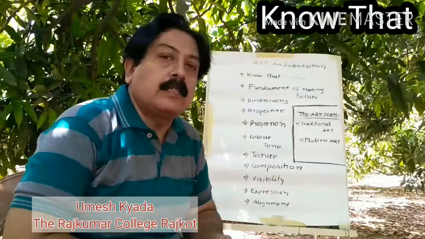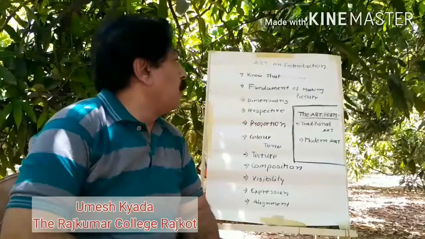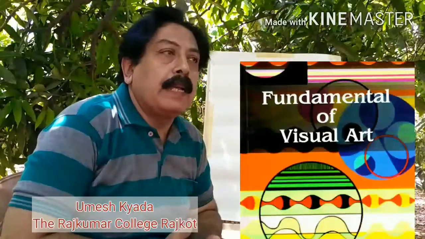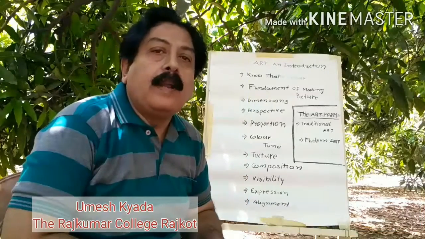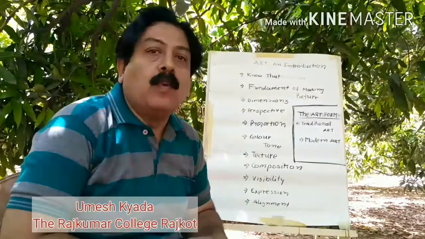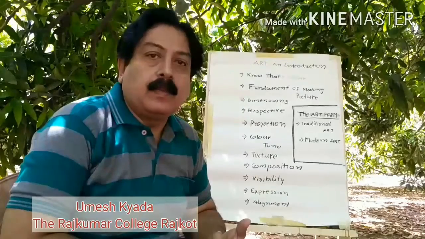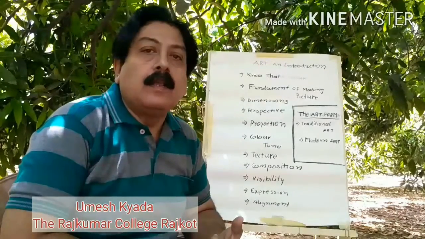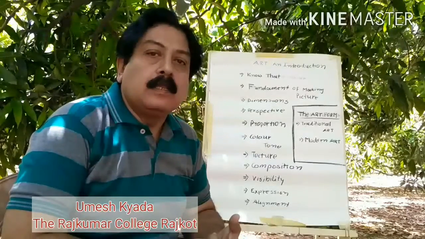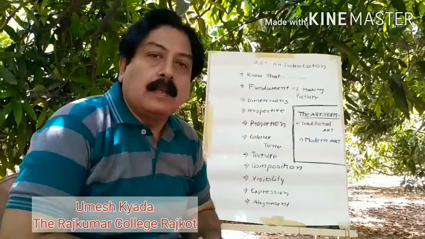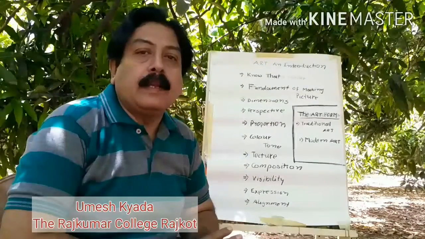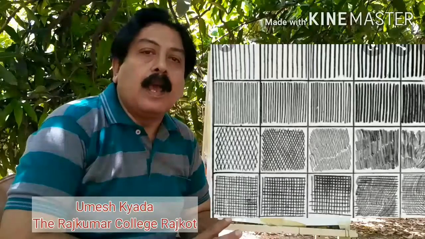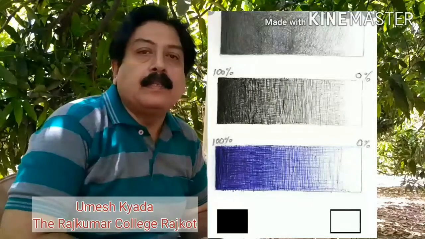Now our next point is the fundamentals of making a picture. Whatever we are drawing, it's a one dimensional drawing. But when we are using a thick and thin line, sometimes drawing also looks two dimensional. But whatever we are painting and giving the tone, light and shade, it's two dimensional. So, the fundamentals of drawing and dimension.